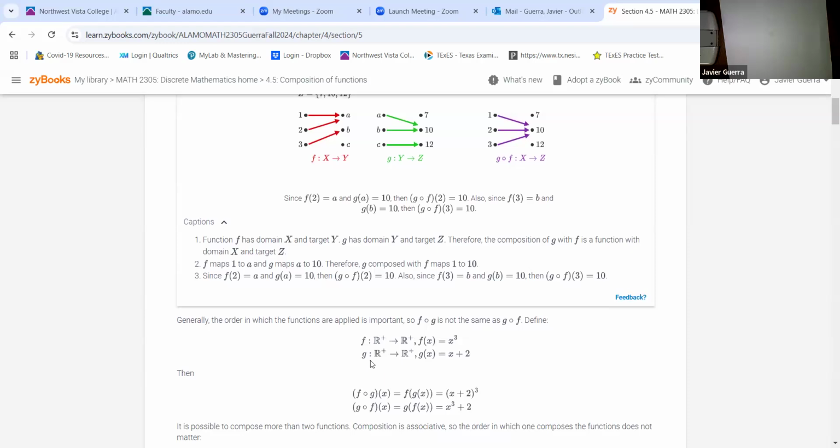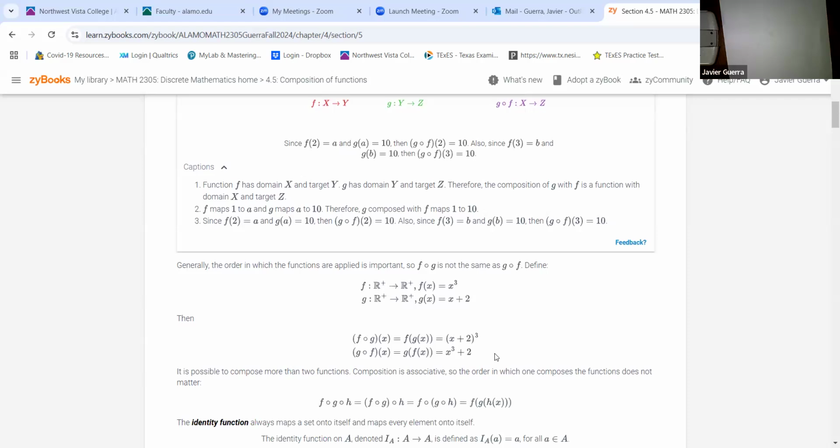So generally, the order in which the functions are applied is important. So f composed with g is not the same as g composed with f. The order in which you evaluate compositions does matter. So you have f∘g and g∘f. They're two different operations. You do get different results most of the time when you do both of those. So just notation: f∘g is f parentheses g of x. g∘f is g parentheses f of x.